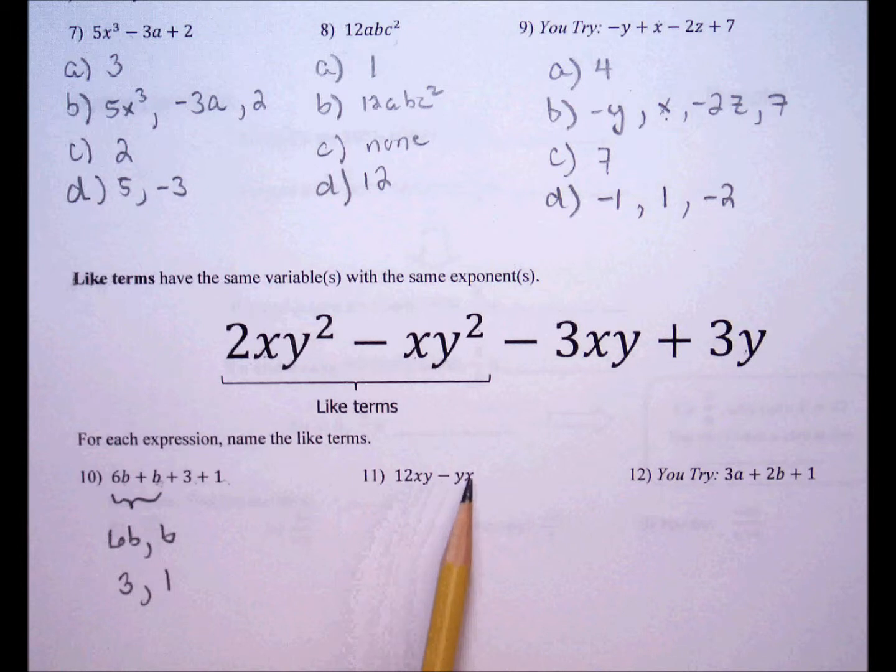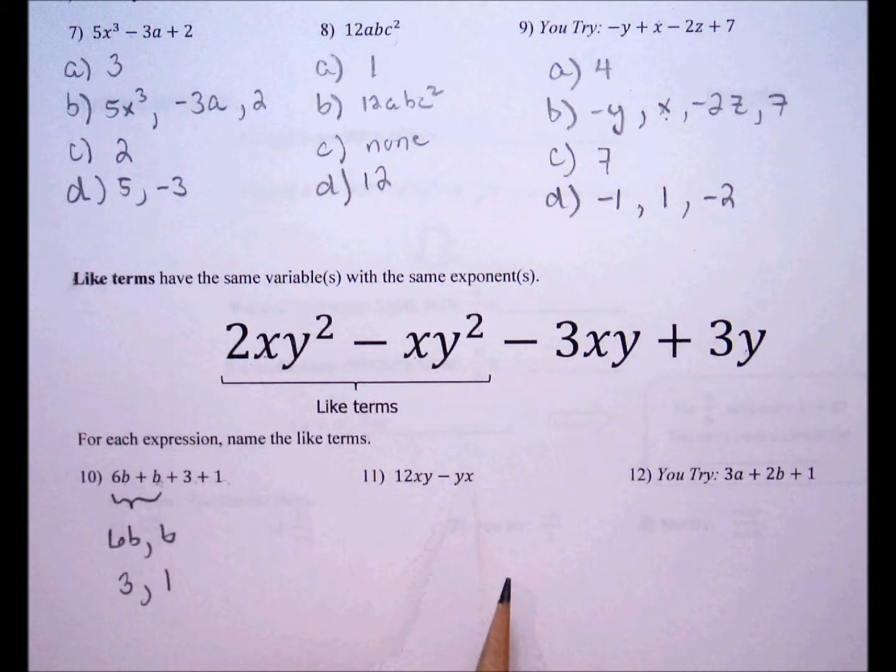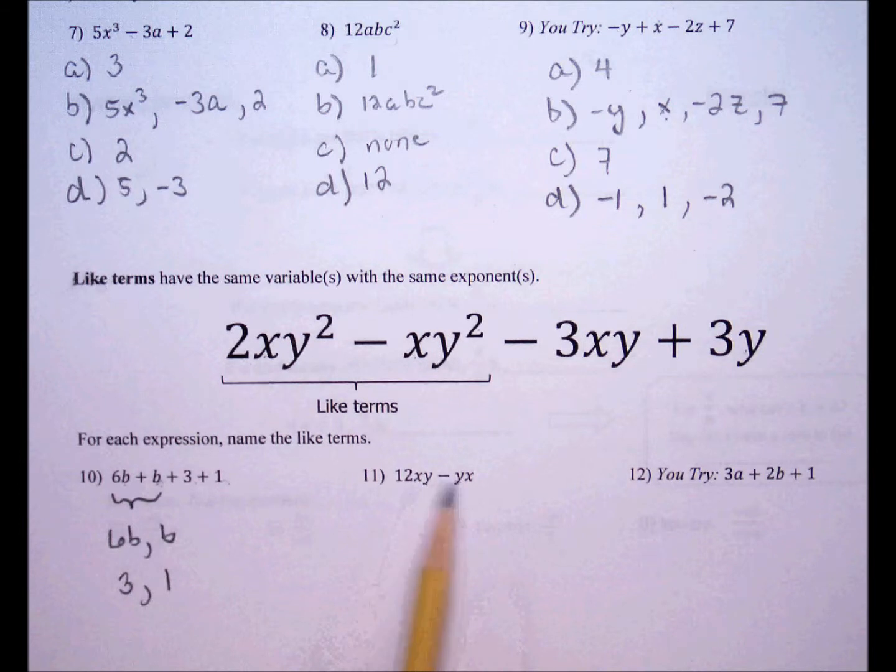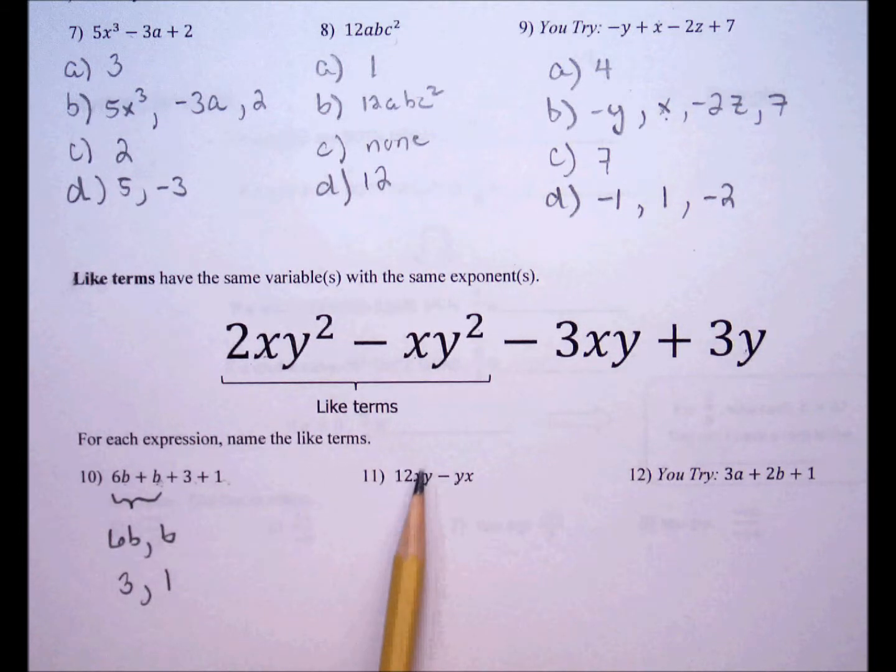Now what about the 3 and the 1? They have the same exponent, they don't have an exponent, they're both constants, so they are like terms. We know we'll be able to combine those and add them together. So those are like terms.